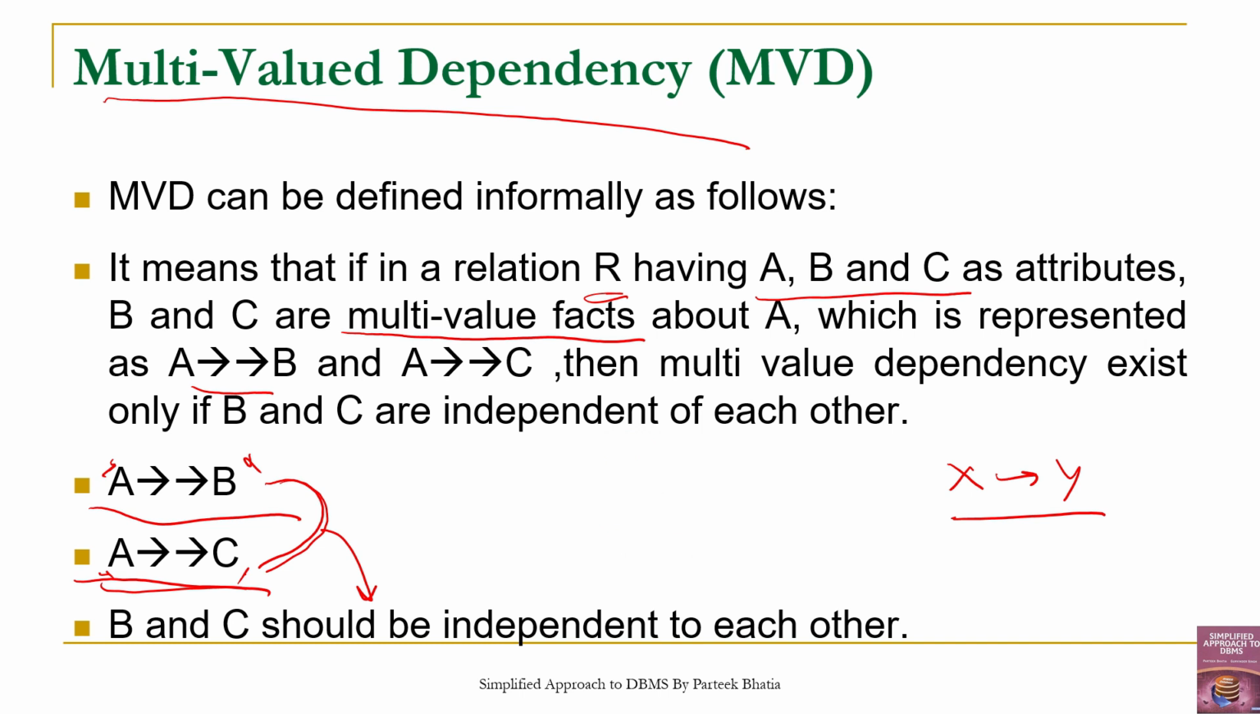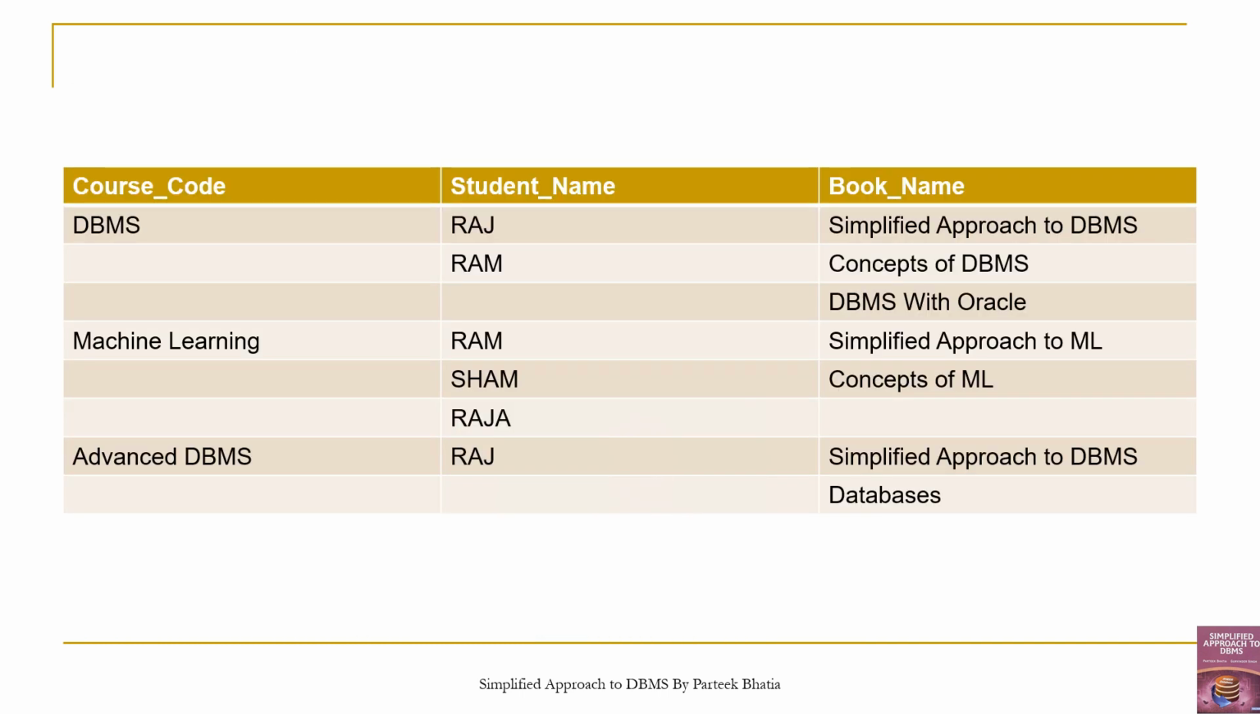In order to understand this, let us consider this example. You can see that in this table we have three columns. For a given course code, we have multiple values of student name. There are two students in the DBMS course, three students in the machine learning course, and one student in the advanced DBMS course. For a given course, we have multiple textbooks. For DBMS, we have three textbooks. For machine learning, we have two textbooks. For advanced DBMS, we have again two textbooks.